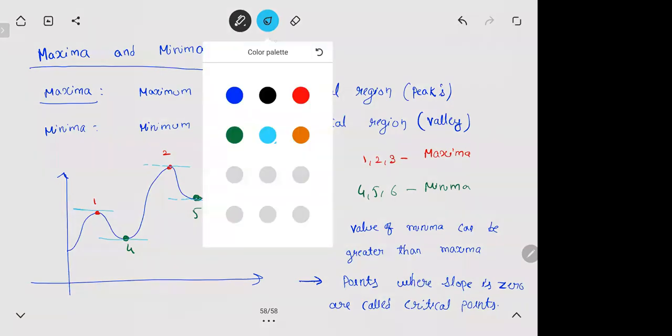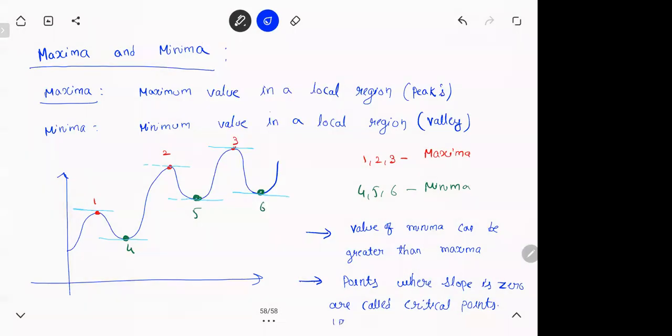Okay. Here, what are the critical points? All maximums and minimums are critical points basically. These are the critical points 1, 2, 3, 4, 5, 6. If you draw a tangent, if it is parallel to the x-axis, slope is 0. So all maximum minimum points are critical points. Clear?